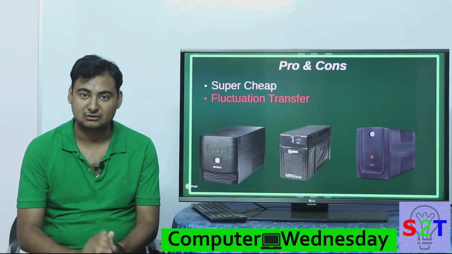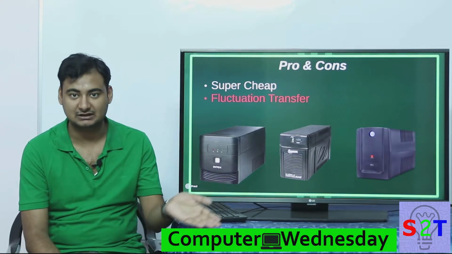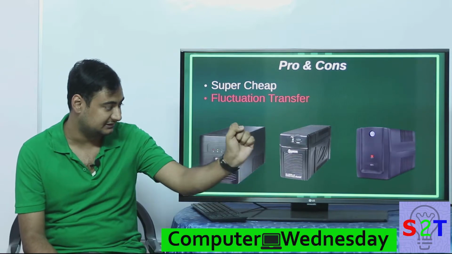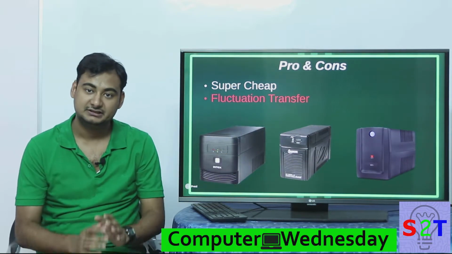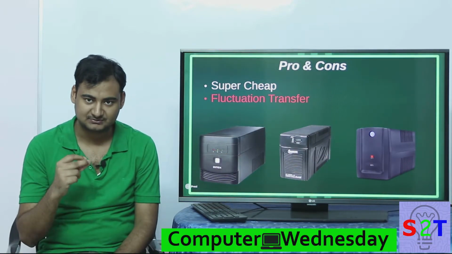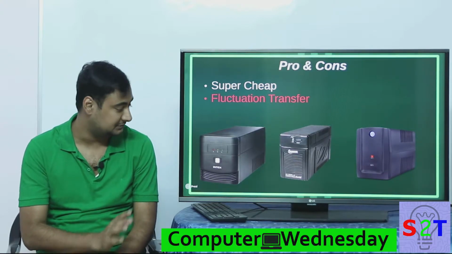So what are the pros and cons of this device? First is it's super cheap. Most of you have this. As you can see, Intex makes it, Microtech makes it, iBall makes it. They are super cheap. You can just buy them off the shelf. They are quite simple. They are compact.